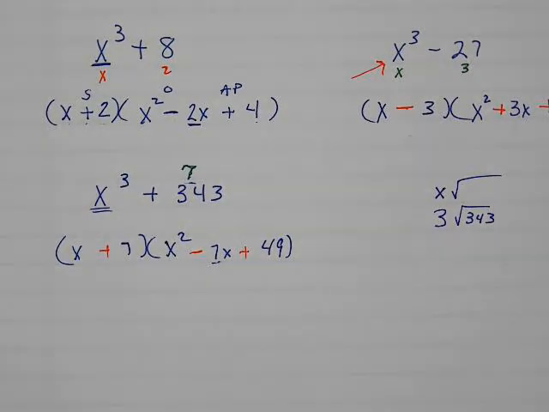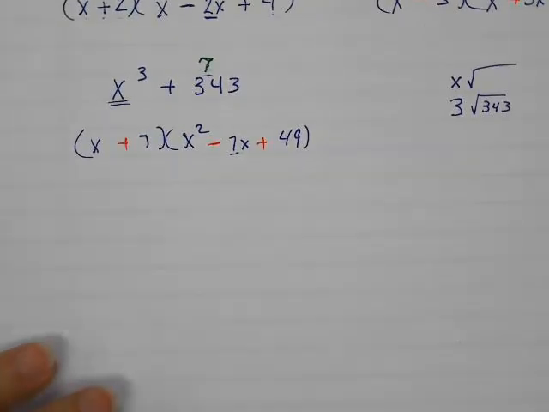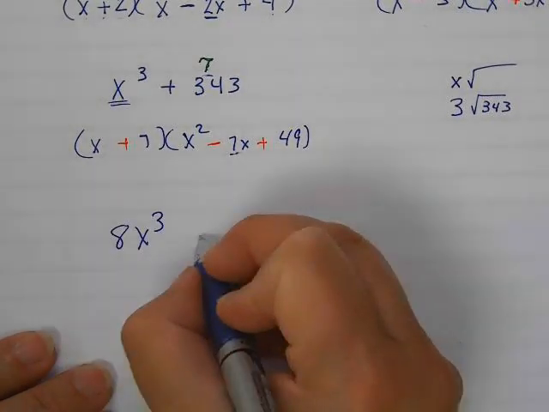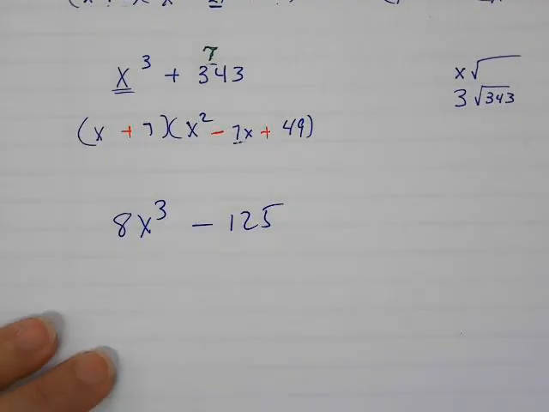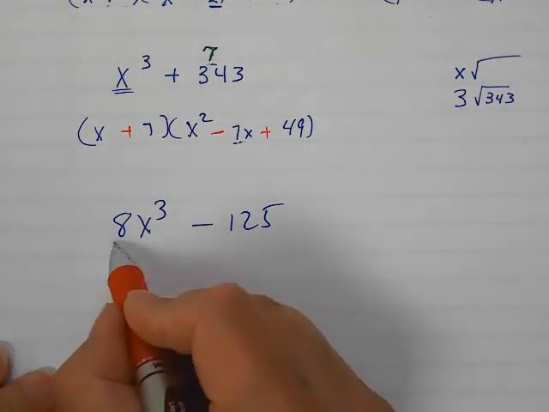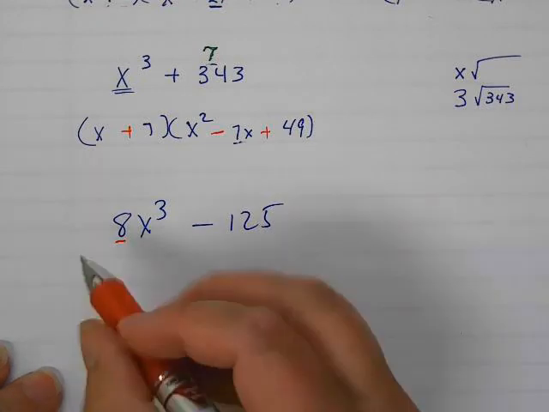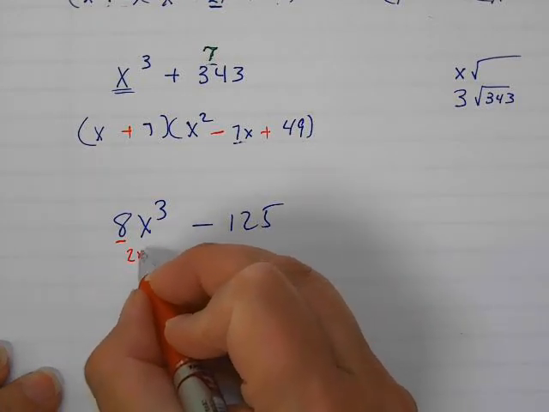Okay, let's do one more that's even more difficult. Let's do 8x cubed minus 125. So first I have to decide, is this a special case? Is this a sum or difference of cubes? So I have to think, what do I cube to get 8? What times itself 3 times gives me 8? That's 2, and x.